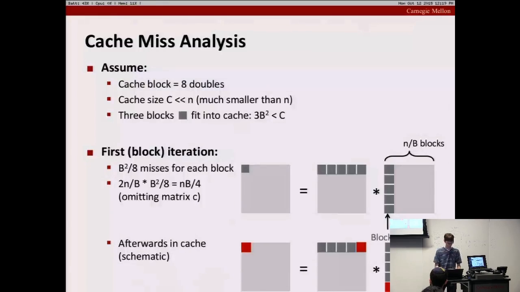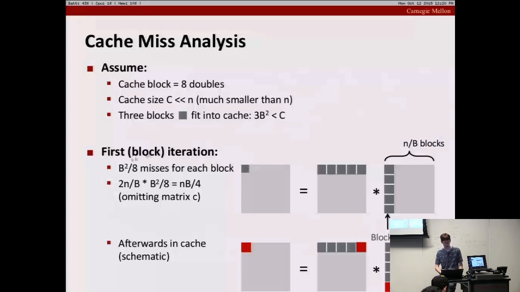So afterwards in the cache, let's see. We're going to load up this whole first block here. Our block size is capital B. So there are n over B blocks total. What we're going to do is go through the rows, and each row of 8 we're good with. It's been loaded up already when we're going through the rows.